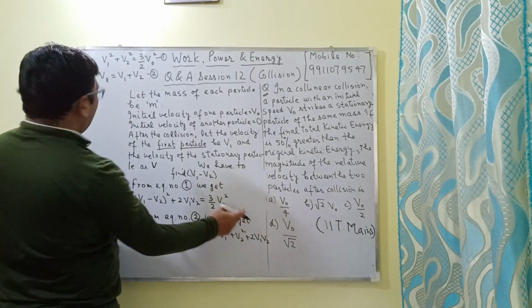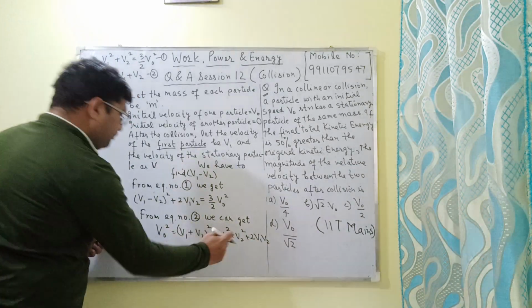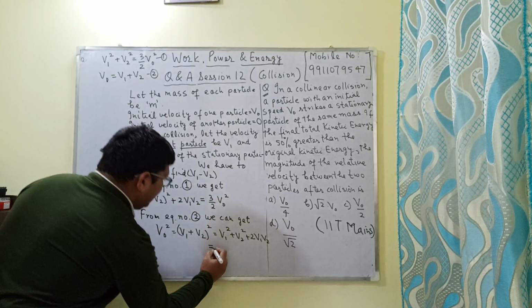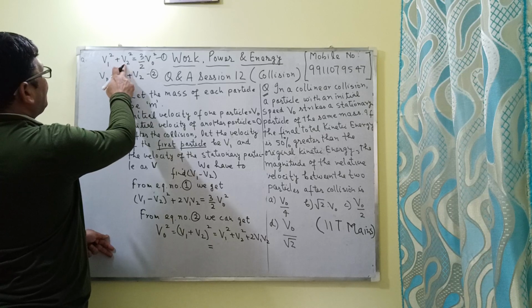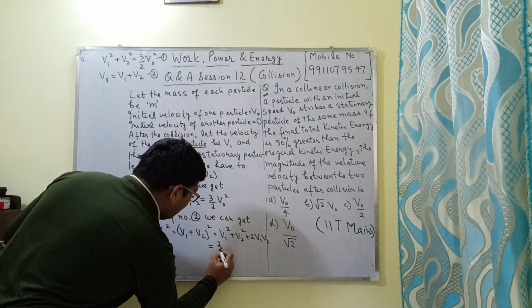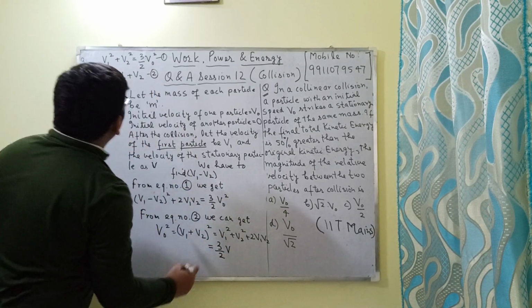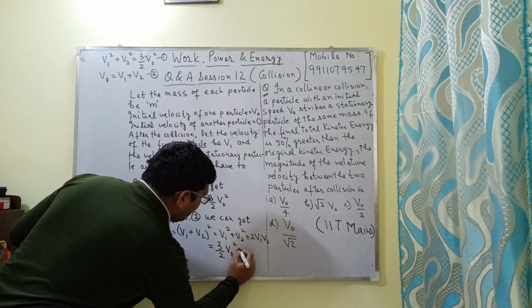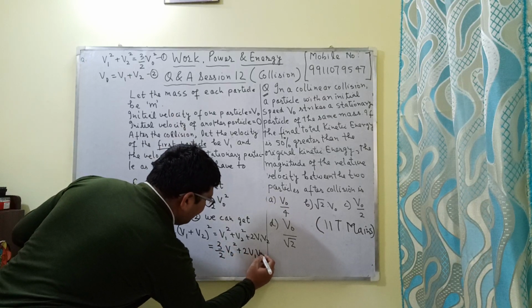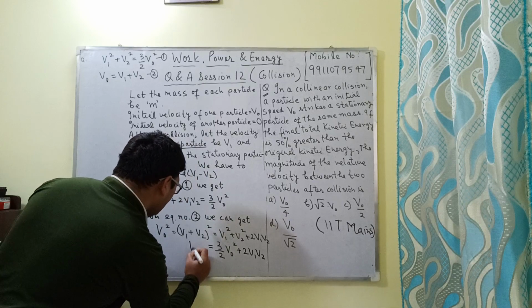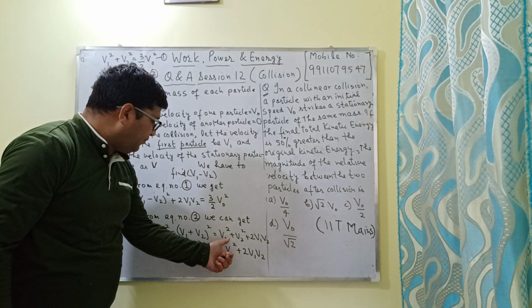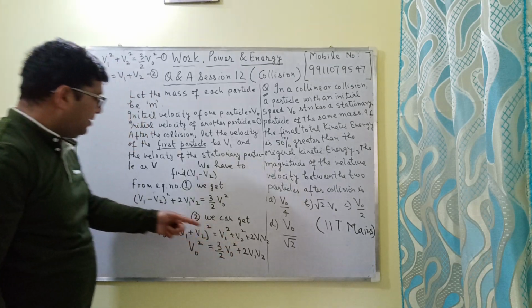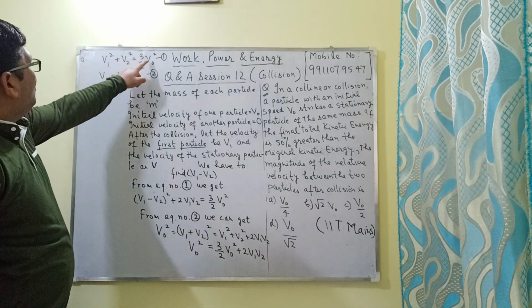Okay, and here, from the equation number 1, V1 square plus V2 square is equal to 3 by 2 V naught square plus 2 V1 V2, and this is equal to V naught square. So what I have done is I have substituted the value of V1 square plus V2 square as 3 by 2 V naught square.